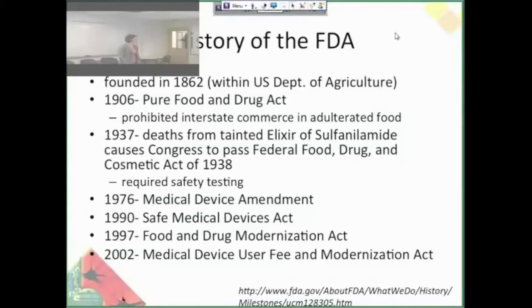Another big piece of legislation was the Federal Food, Drug, and Cosmetic Act of 1938, which followed 100 deaths in 1937, mostly of children, from tainted elixir of sulfanilamide, which actually had poison in it. And so that prompted Congress to pass this act, which required safety testing before anyone could start marketing a drug or food. And so that was really important. For our purposes, the 1976 Medical Device Amendment was extremely important, and so were these other acts that I'm going to go through in more detail here.